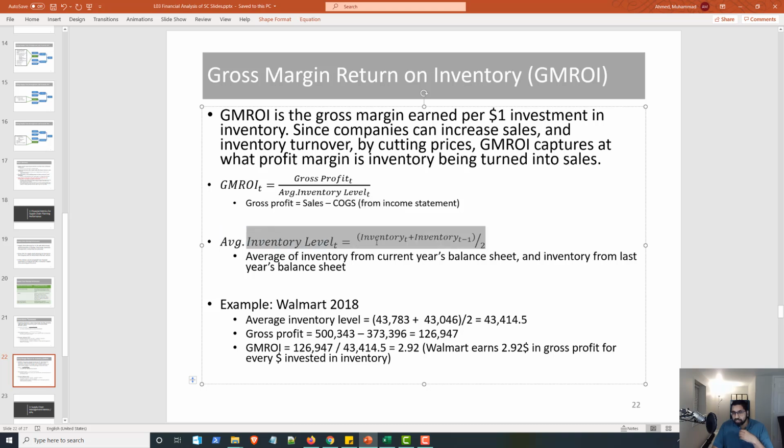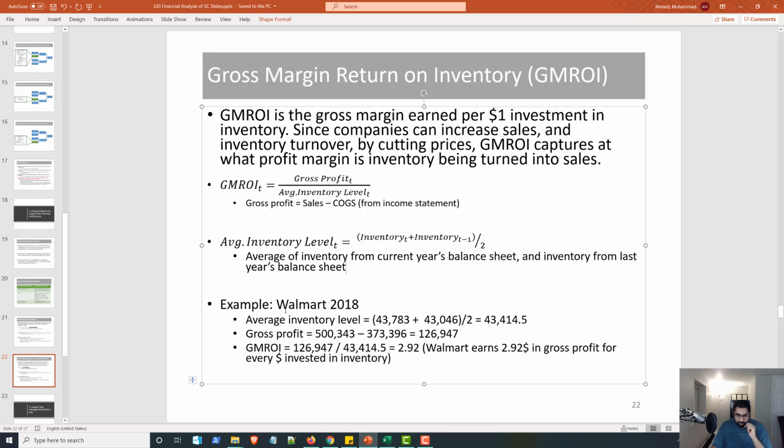Then average inventory level, we already saw how to do that. You take the inventory level from the year you're evaluating, from that year's balance sheet. You go to last year's balance sheet, take the inventory level from there, and average the two. You have the average inventory level. You divide the two, and you get GMROI.